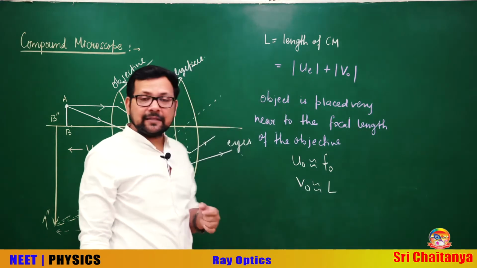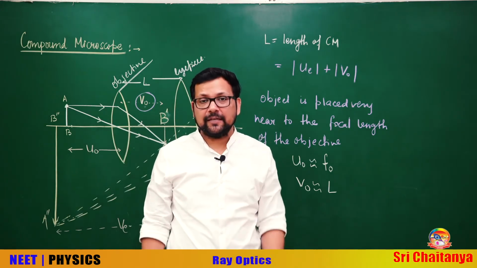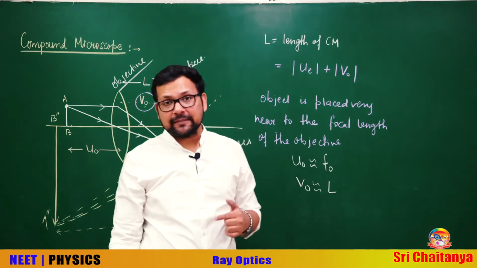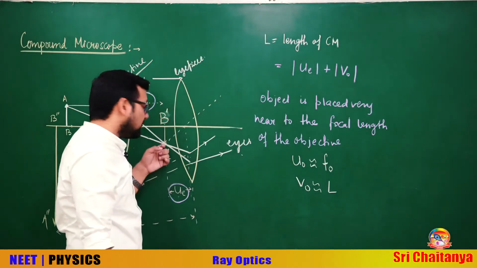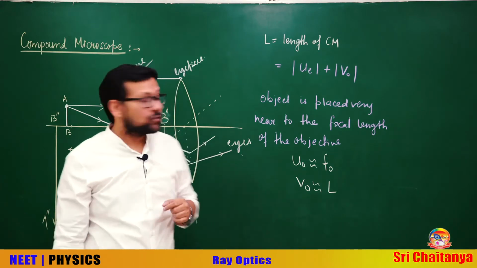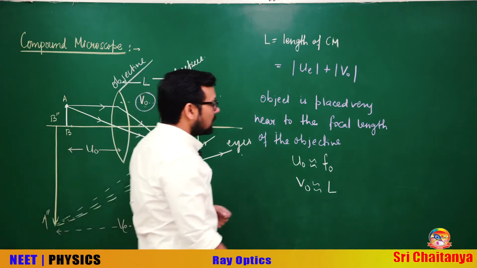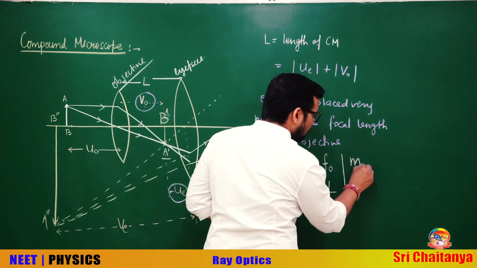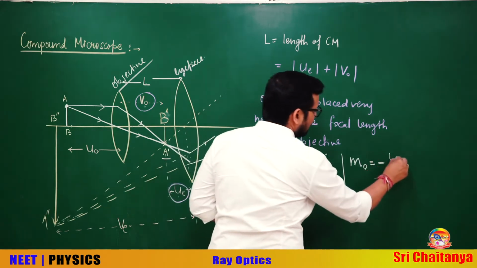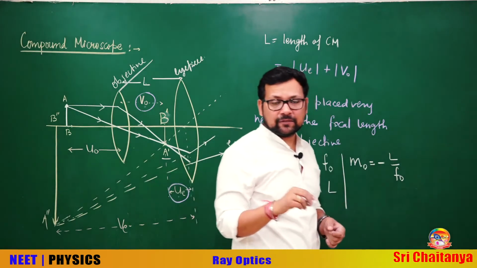Again, see the special case. What is the case? The object is placed very near to the focal length of the objective, and the image due to the objective is formed very near to the optical center of the eyepiece. So, we can write here that V naught is equal to L almost. So, the magnification of the objective will be minus V naught by U naught, which is L by F naught. Now, the magnification of the eyepiece will remain the same.